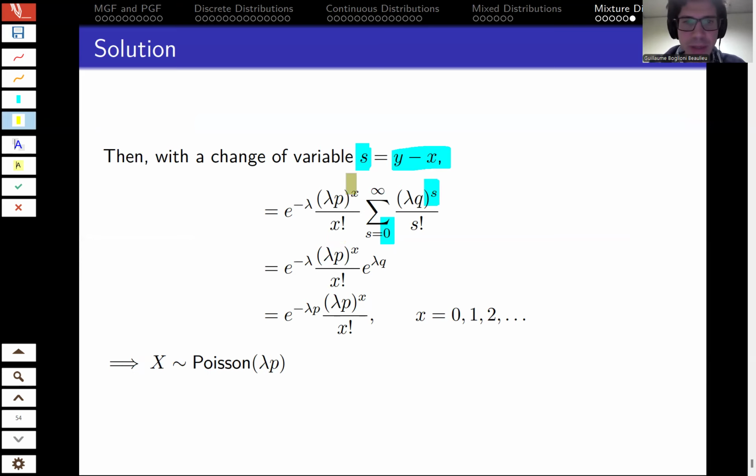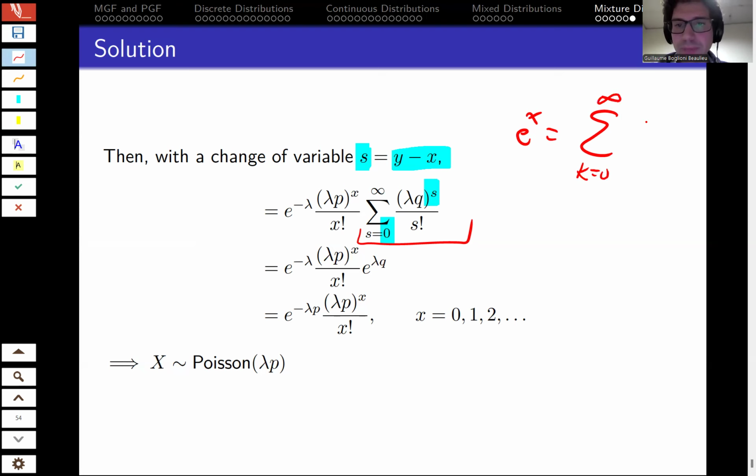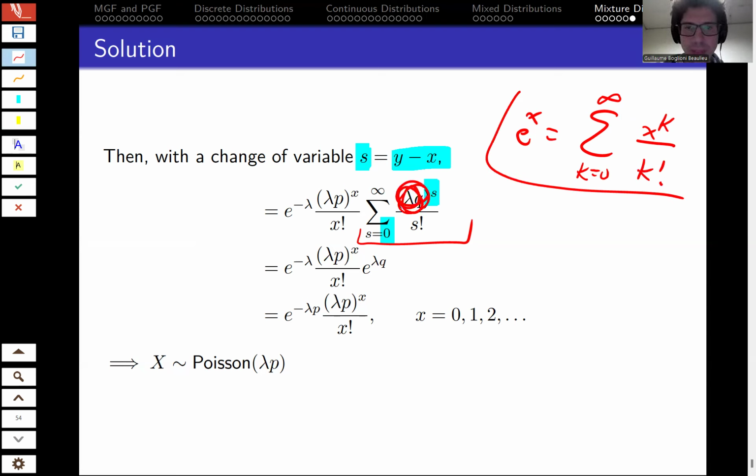And here, that's what I said. Now I hope it's obvious. This is e to the power of whatever this thing is, just by definition. In case you don't remember, e to the x is by definition the infinite sum, starting at 0 up to infinity, of x to the k divided by k factorial. So this is what we use over here.